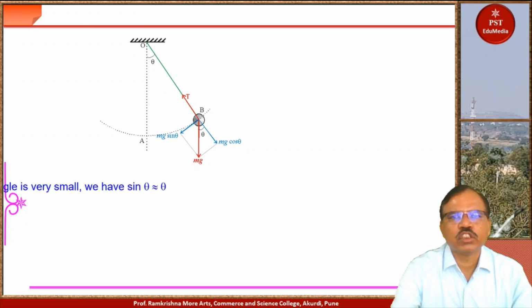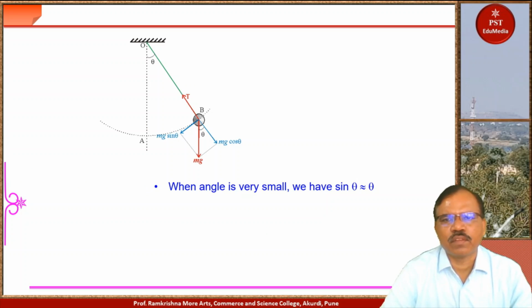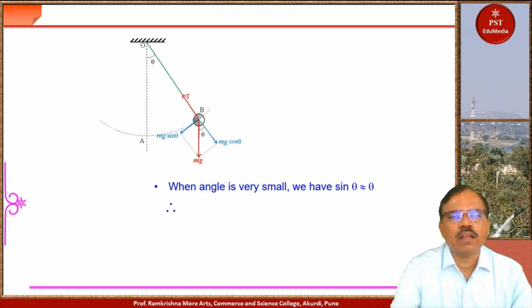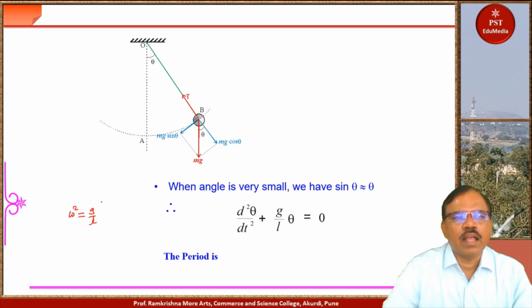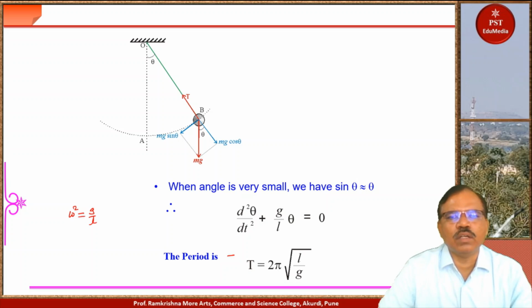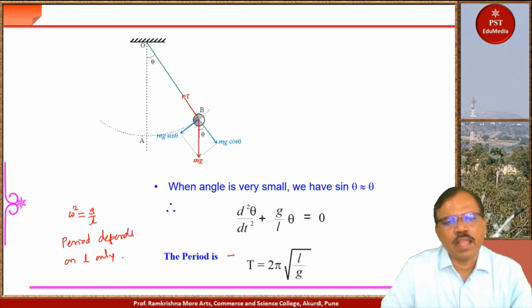Now if we take a small angle, when the angle is very small, sin theta is approximately equal to theta, and the equation becomes d2 theta by dt square plus g by l theta is equal to 0. Let us take this g by l as omega square. So omega square is equal to g by l. So period T is equal to 2 pi upon omega, so we get T is equal to 2 pi under root L by g. So here we see the period depends on L only, and it does not depend on the mass of the bob.